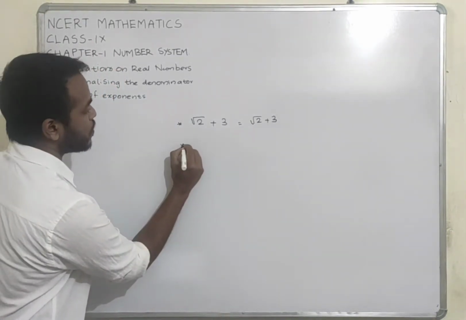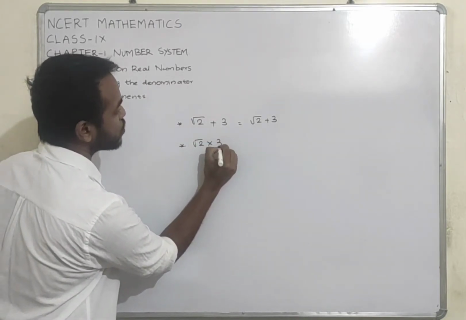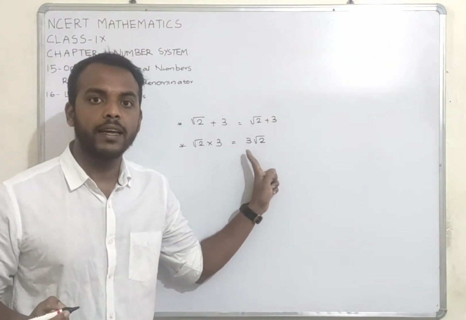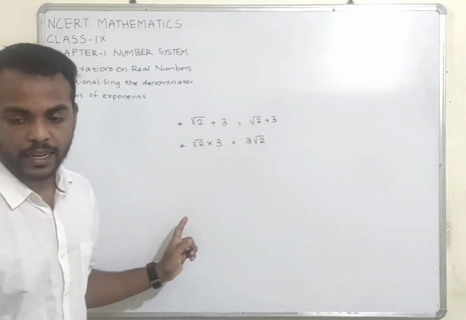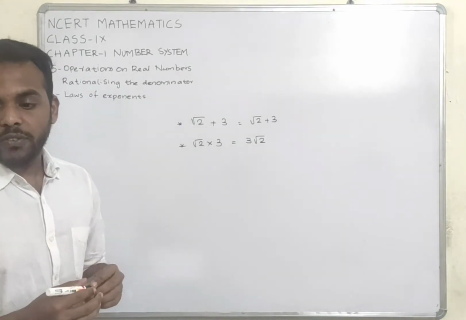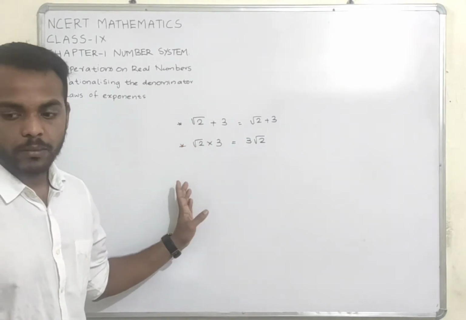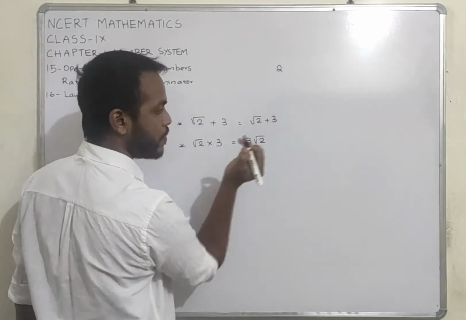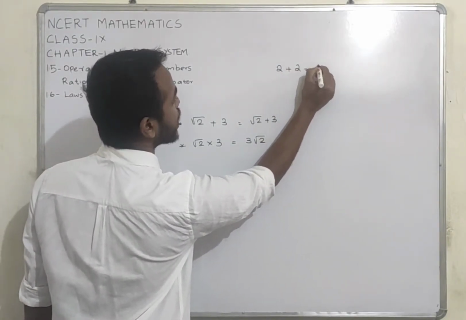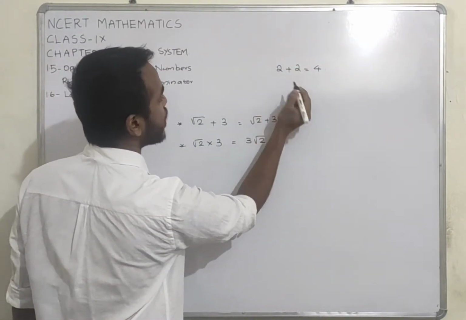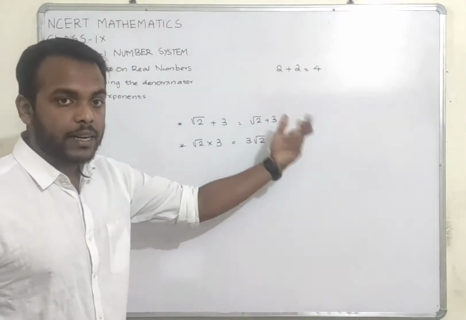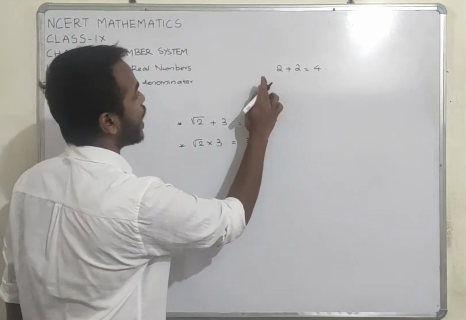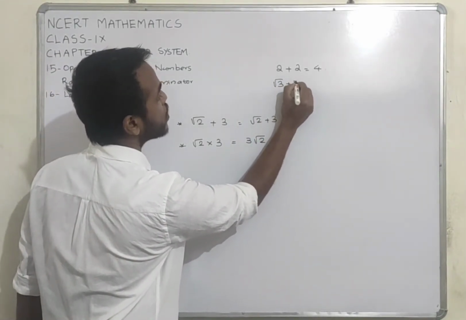Now let's see if it's multiplied. Root 2 into 3. What is it? It can only be written as 3 root 2. It is still an irrational number. So we can understand the sum or difference of a rational number and an irrational number is irrational. If we add two rational numbers, we have already seen that example, 2 plus 2 will give us 4. Now, what if we add a rational number and an irrational number? That is the case here. It will be irrational.